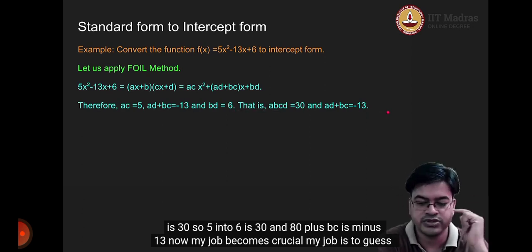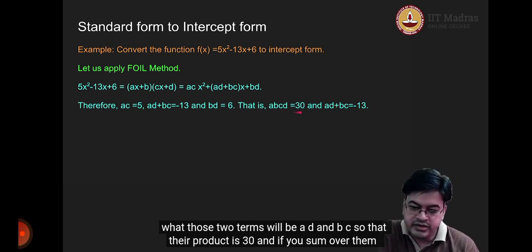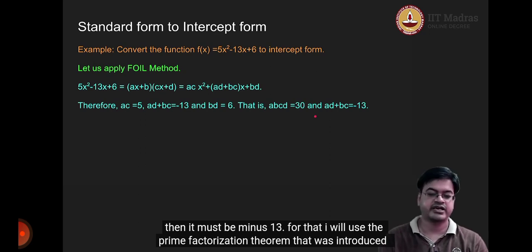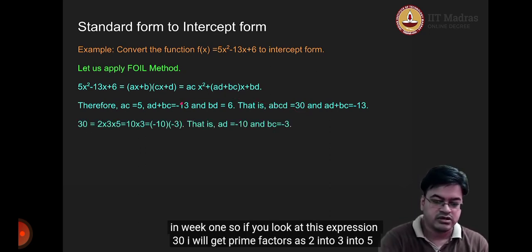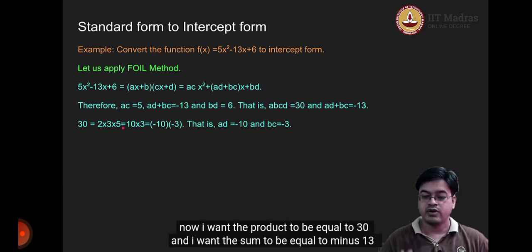Now my job becomes crucial. My job is to guess what those two terms will be, ad and bc, so that their product is 30, and if you sum them, it must be minus 13. For that, I will use the prime factorization theorem that was introduced in week 1. If you look at 30, I will get prime factors as 2 into 3 into 5.